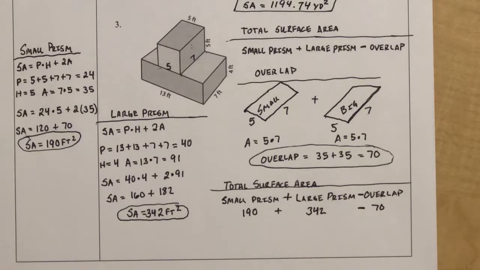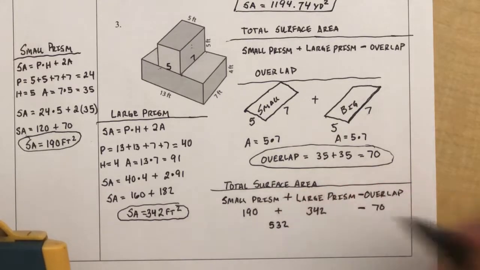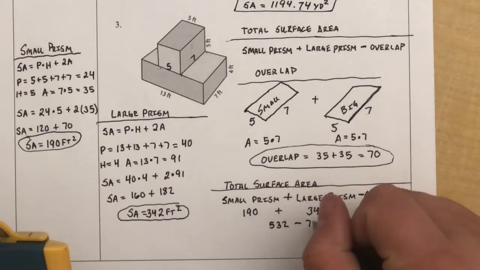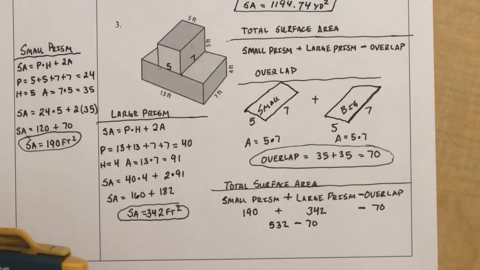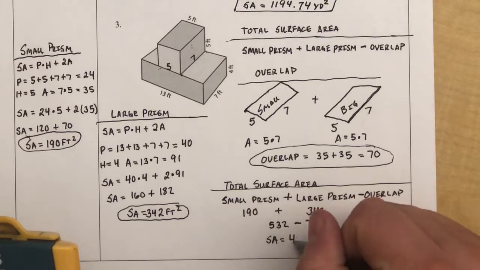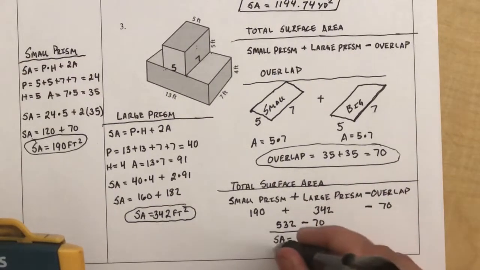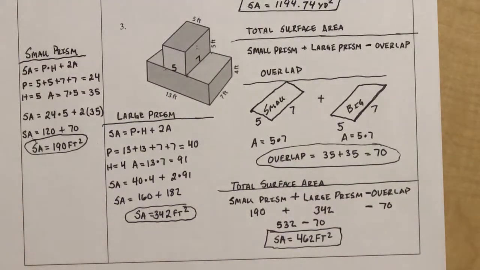So we have 190 plus 342, which is going to be 532, and we're subtracting 70 from that. So the total surface area is going to be 462 square feet. And that is going to be our answer.